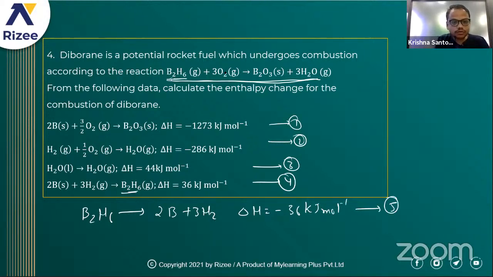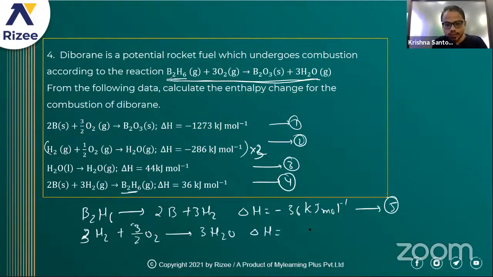Next, 3O2. Now how many O2 am I having? 3 by 2, 1 by 2 means I am having 4 by 2 O2. Suppose I multiply this equation by 3. Then I will get 3H2 plus 3 by 2 O2 gives rise to 3H2O. The delta H value will be equal to minus 858 kilojoules per mole. This is our sixth equation.